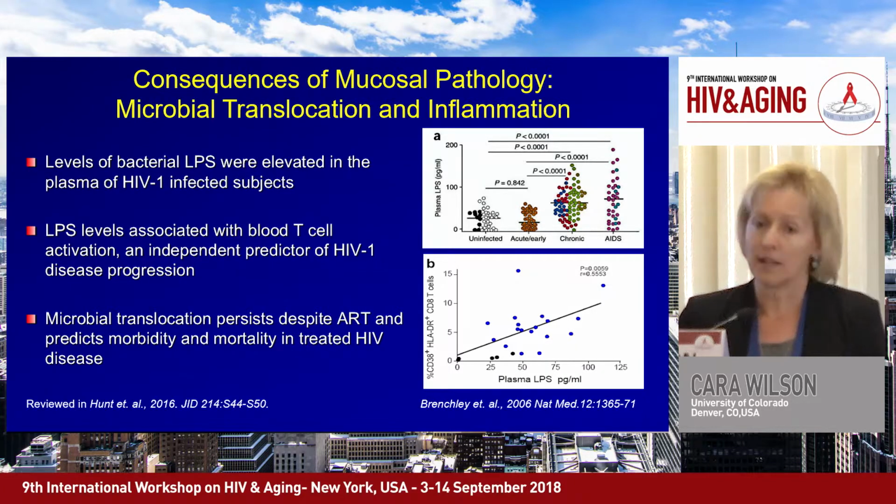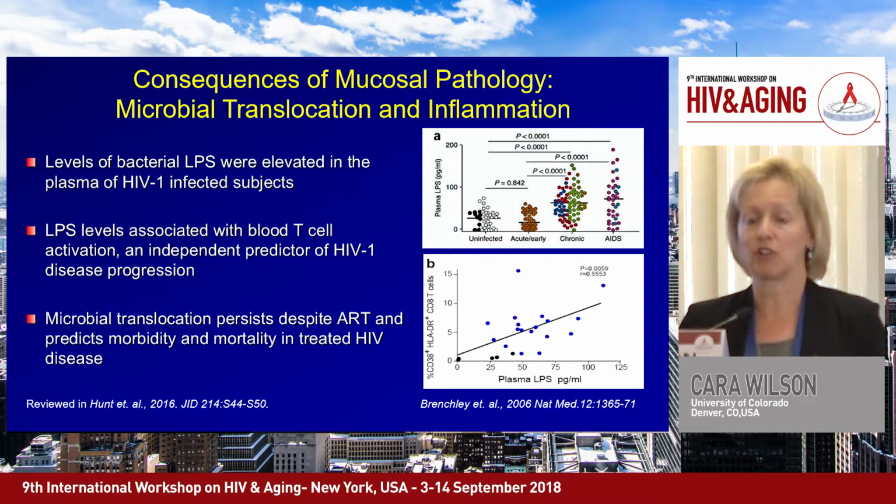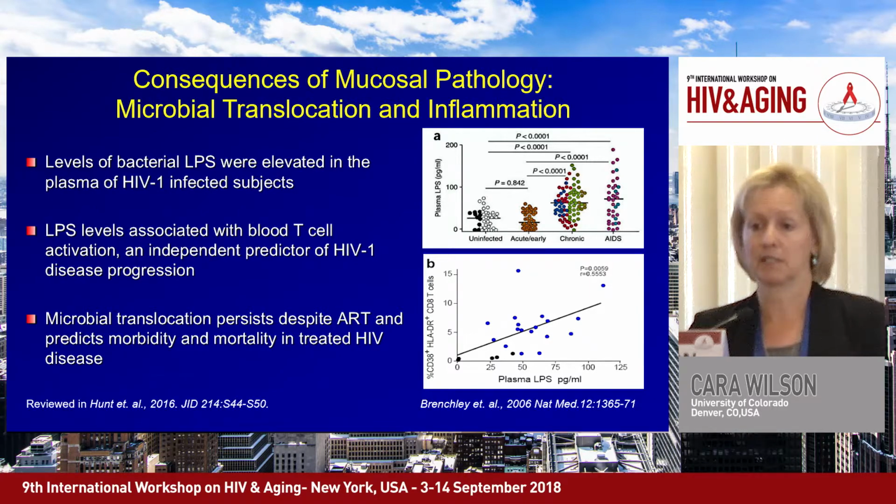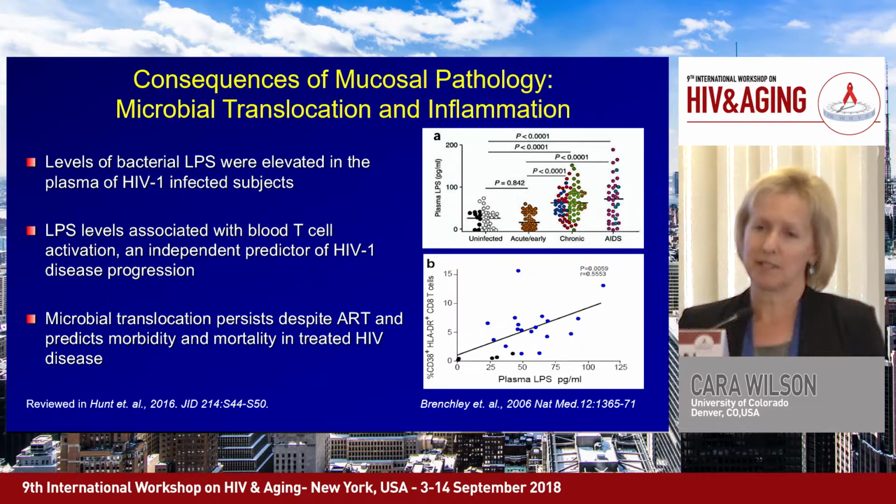One of the major consequences of this mucosal pathology is microbial translocation. We've heard a lot about that, linking that to a bunch of other comorbid conditions. But early on, it was documented that bacterial LPS was elevated. This was linked to T-cell activation and disease progression in untreated HIV infection. More recent studies have shown that microbial translocation persists despite effective suppressive antiretroviral therapy, and its persistence really predicts both morbidity and mortality.